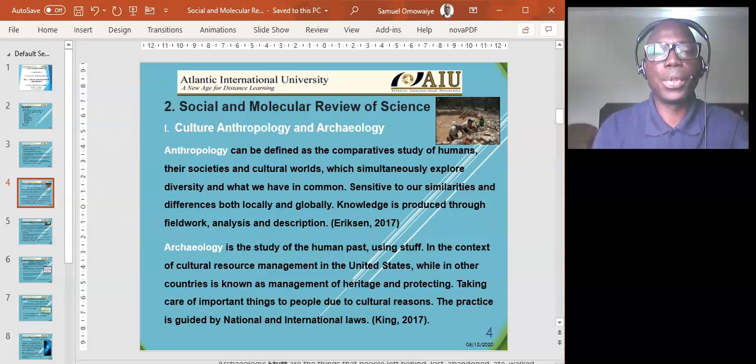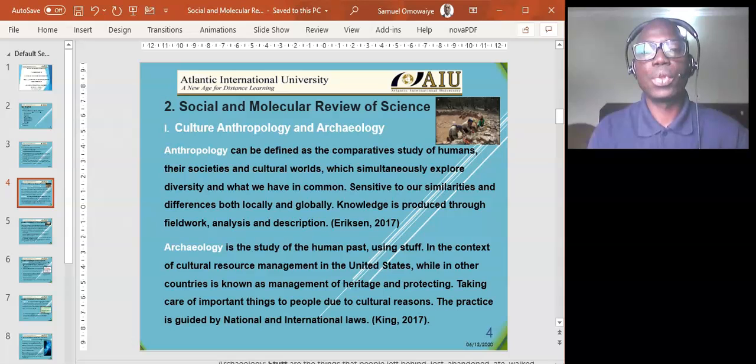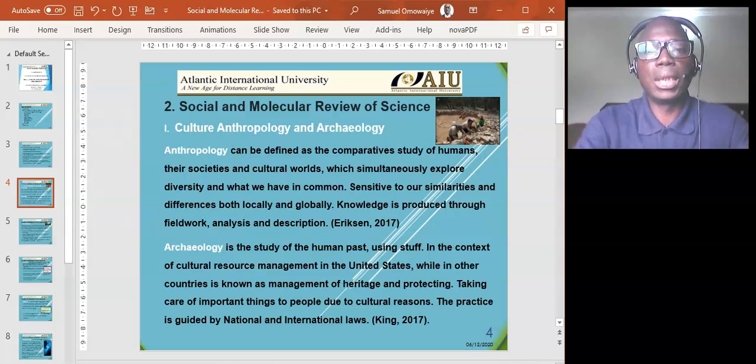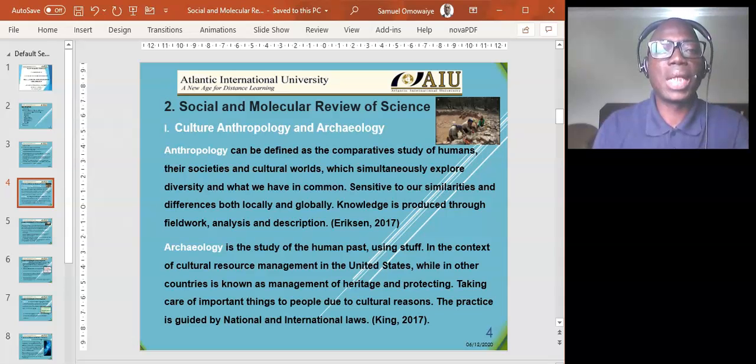Study of words written on paper, electronically and spoken, and examination of the natural environment. So, having said this, in the context of cultural resource management in the United States, which in other countries is known as management of heritage, it means protecting and taking care of things important to people for various reasons. The practice is guided by national and international law.